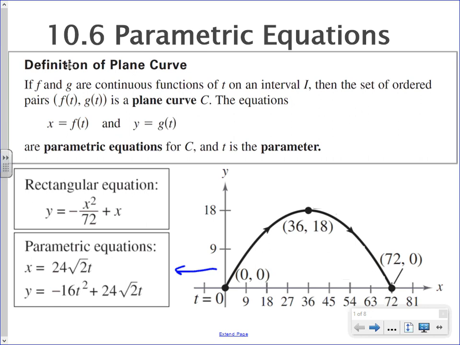Who has an idea? Why are the arrows going the way that they're going? Or how will we be able to figure out which direction the arrows go?